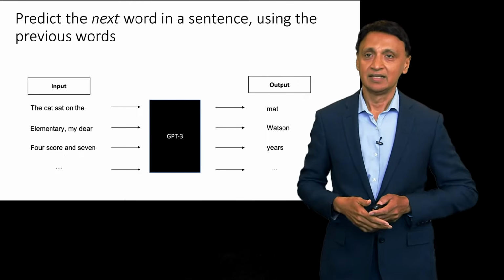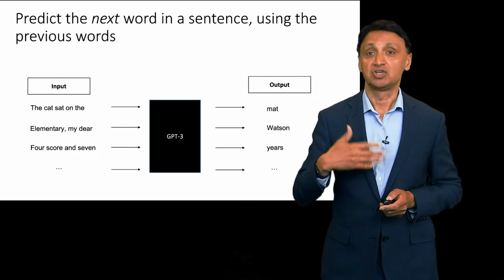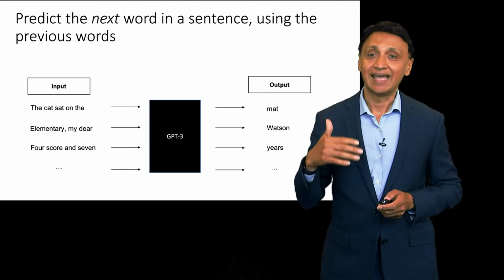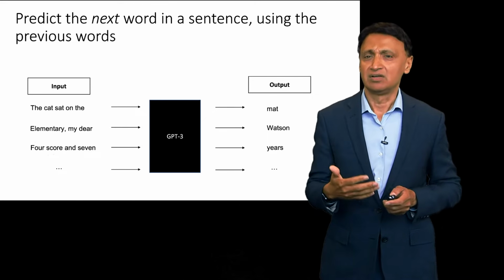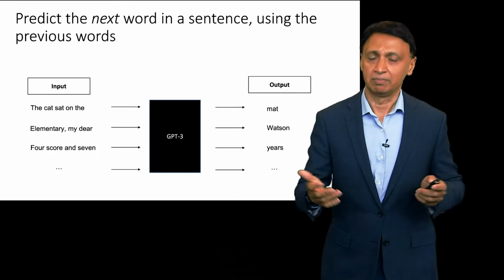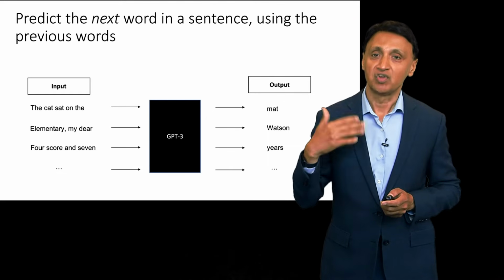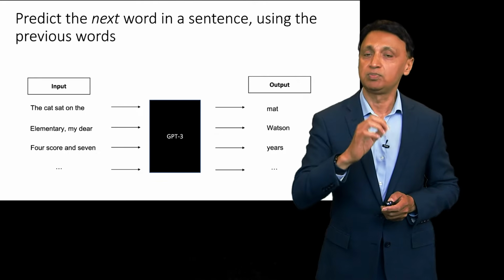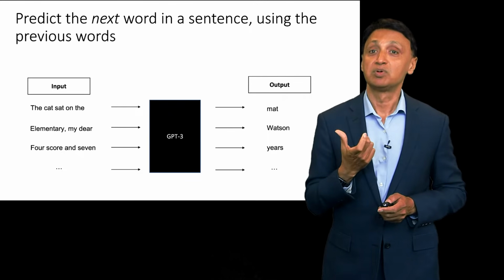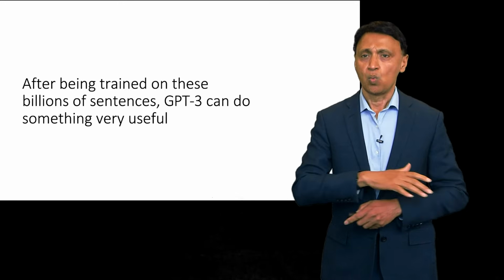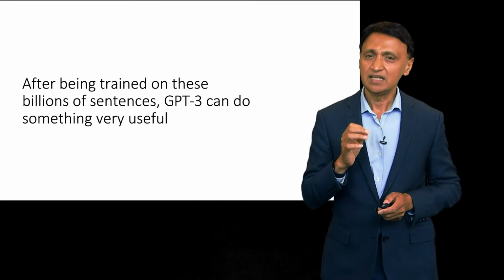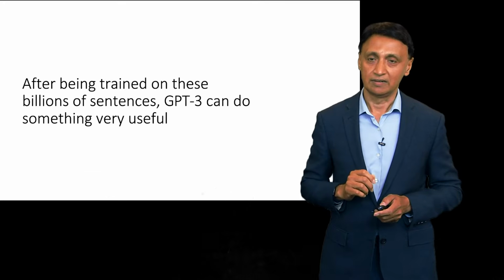You get the idea. Now, initially, when you start training GPT-3, it will not do a very good job. So if you give it the cat sat on the, it might come back with a nonsensical next word like spaceship. But over time, as you train it more and more, it gets really good at finding the next most plausible word for the input sentence fragment. Now, once the training on these billions of sentences is complete, GPT-3 can do something very, very useful.